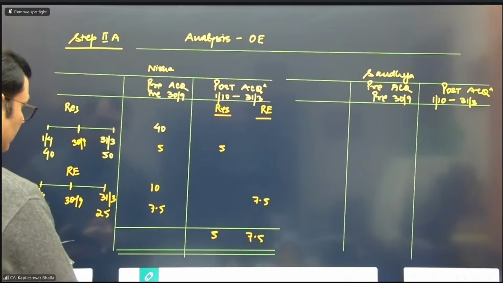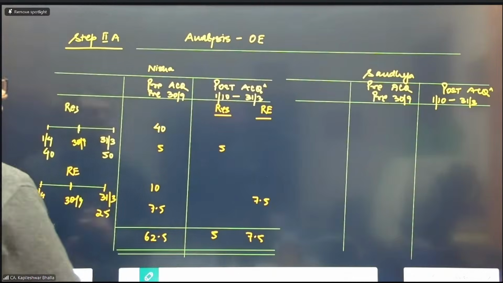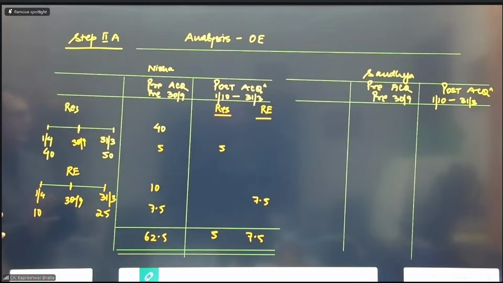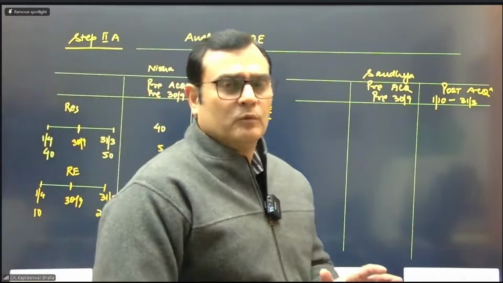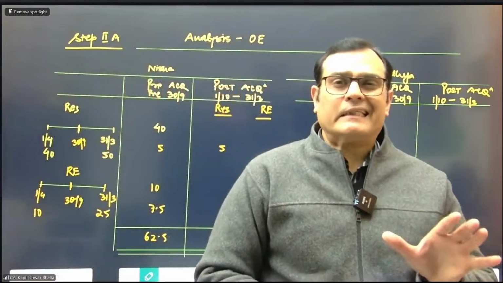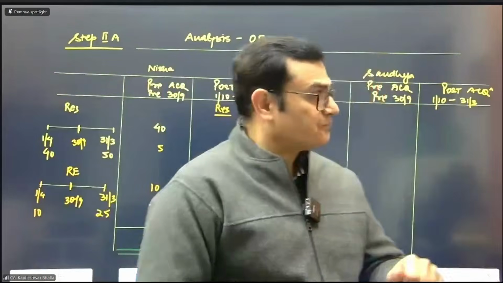And this is going to be 45 plus 17.5. This comes to 62.5. So there's nothing different in terms of how the analysis is done. Whether it's a chain holding or not, the technique of analysis will not change. The focus points, everything would remain the same.